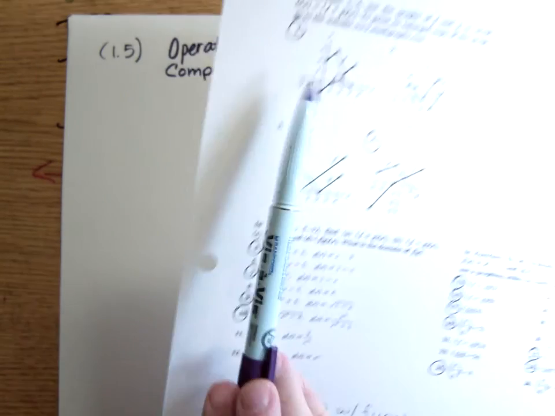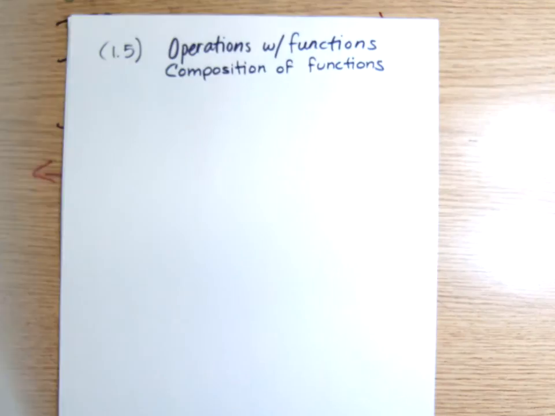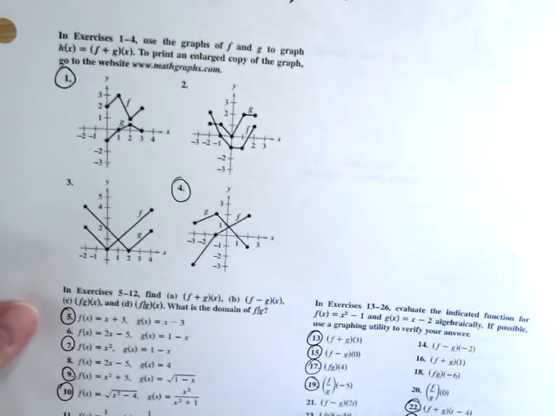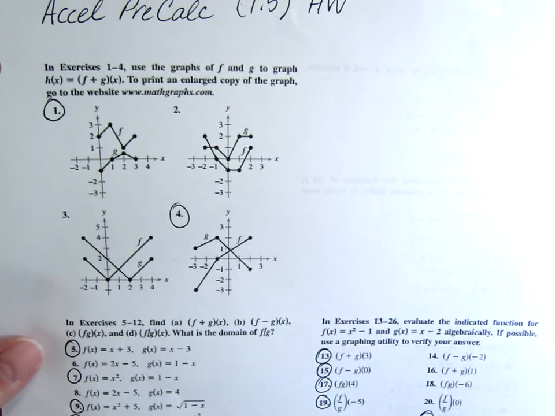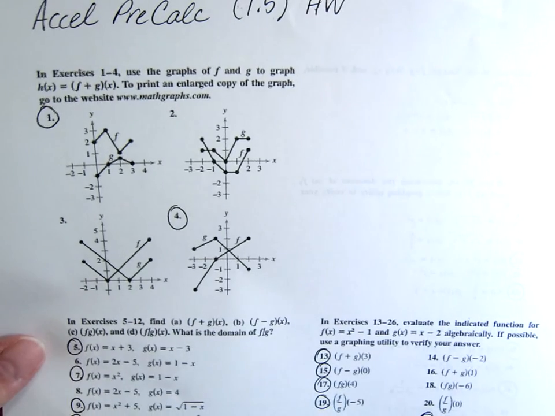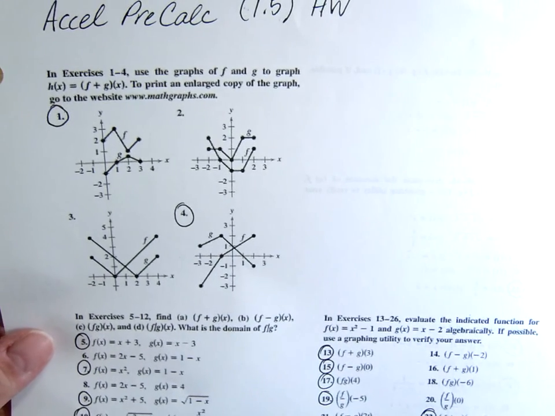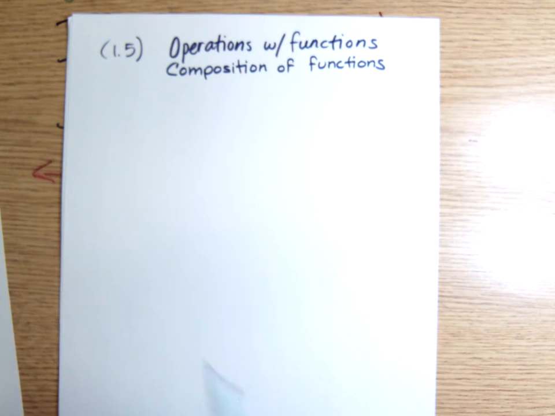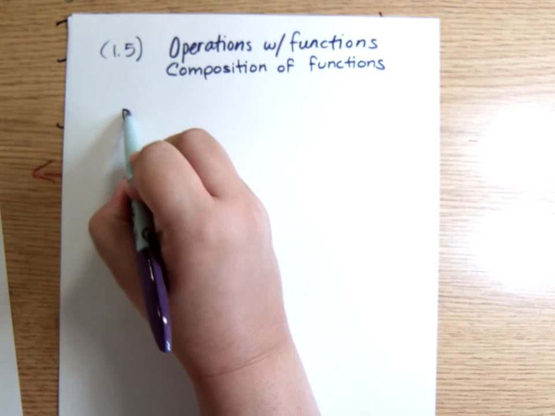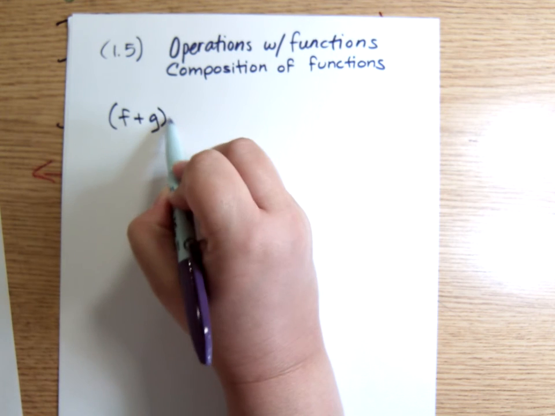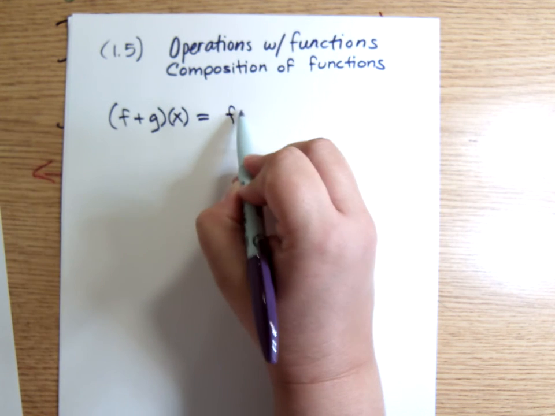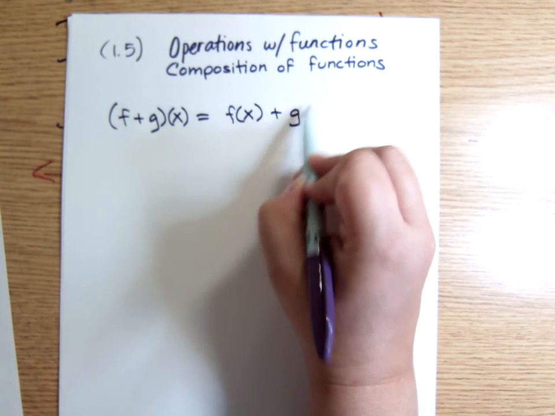All right, so let's look at 1 and 4, the graph ones. The graph ones are really very easy, but you have to be able to wrap your head around what's happening here. Notice for the graph ones, it says, use the graphs of f and g to graph h of x, which is f plus g of x. So they're asking you to only do addition with respect to the graph. What you have to remember is that f plus g means literally just add f of x and g of x.